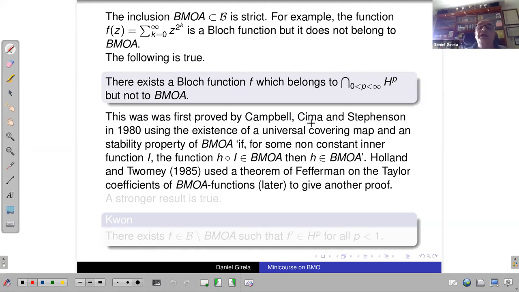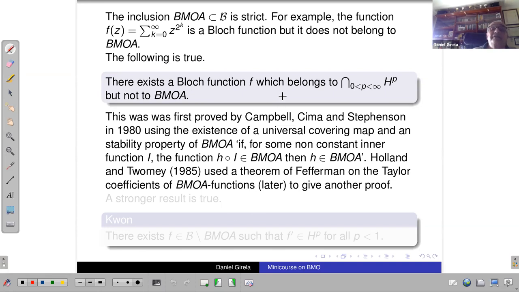As I said, it was proved by Campbell, Cima, and Stephenson, but later on, Holland and Twomey gave another proof, and they used a result of Pfefferman on the Taylor coefficients of Bloch functions. I will speak about this result of Pfefferman later on, but let me say that there is another proof of this result which uses Taylor coefficients and a theorem on Taylor coefficients. I would say that probably it is a more explicit example, because it gives you certain coefficients and so on. I will speak a little bit about this theorem that I'm mentioning here later.